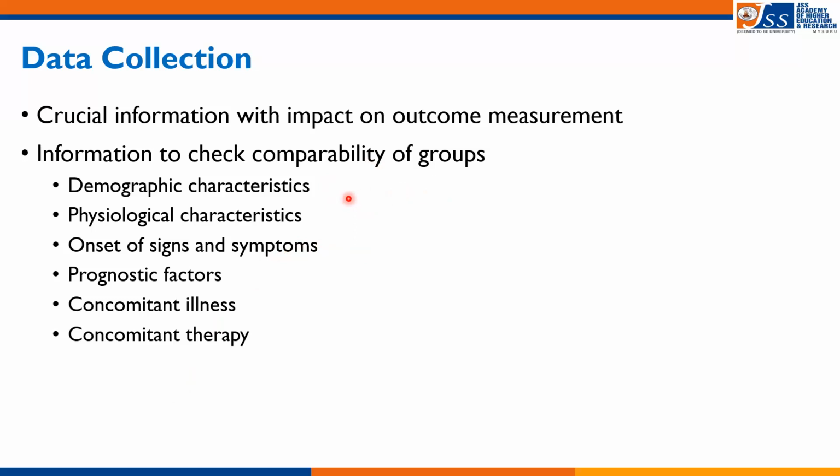It can be demographic characteristics, that means the population spread across multiple places, the physiological characteristics of the patient, the signs and symptoms, when they had onset, the time taken for onset of all of them, the other related factors, the concomitant illness and therapy which is taken by the person or which is seen in the patient during the study.